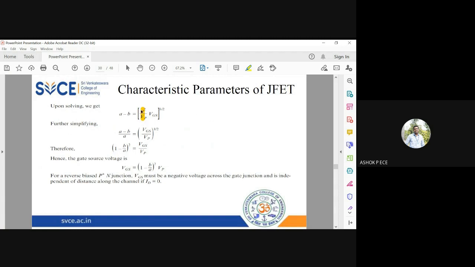So take square root for individual term. If you take square root for A square, it is A. For the VGS by VP, I am writing it as power half. And this A term, I am bringing it here. So A minus B by A is equal to VGS by VP power half. Or square both sides: 1 minus B by A the whole square equal to VGS by VP. Or I can write VGS equal to 1 minus B by A the whole square into VP.